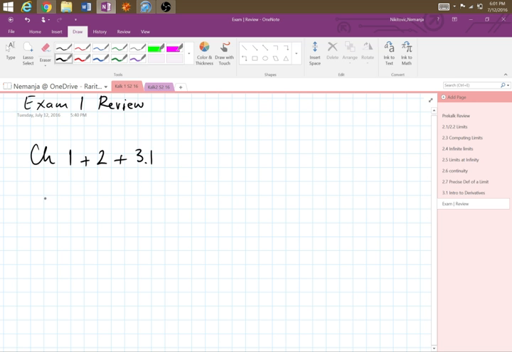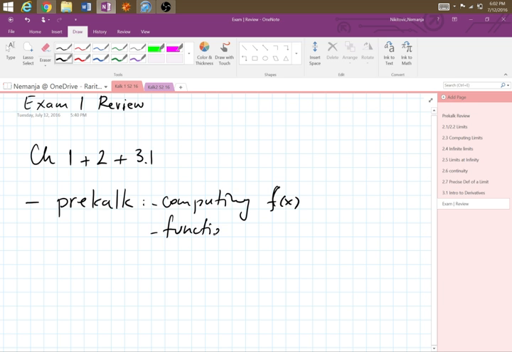The topics are pre-calc, with very few things from pre-calc that I am interested in, mainly computing f of x, which means do you know how to plug in a value and get the number on the other end? Talking about function compositions, which means, well, you first have function combinations. Can you add functions, divide functions, multiply functions? And then we have function composition when you plug one function into another.